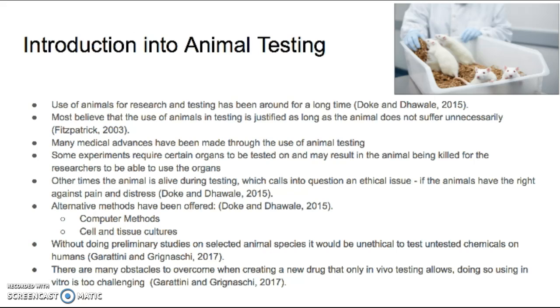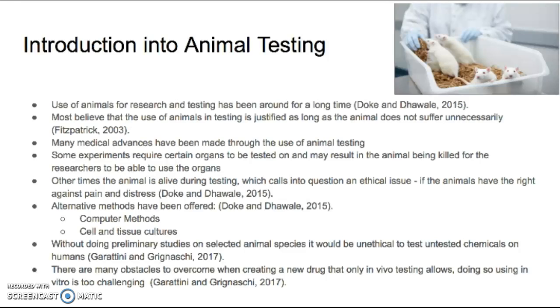An introduction to our topic of live animal testing begins with the use of animals for research and testing has been around for a very long time, hundreds of years in fact, the majority of the testing being done for human benefit. Most people believe that the use of animals in testing is justified as long as the animal does not suffer unnecessarily. Many medical advances have been made through the use of animal testing.